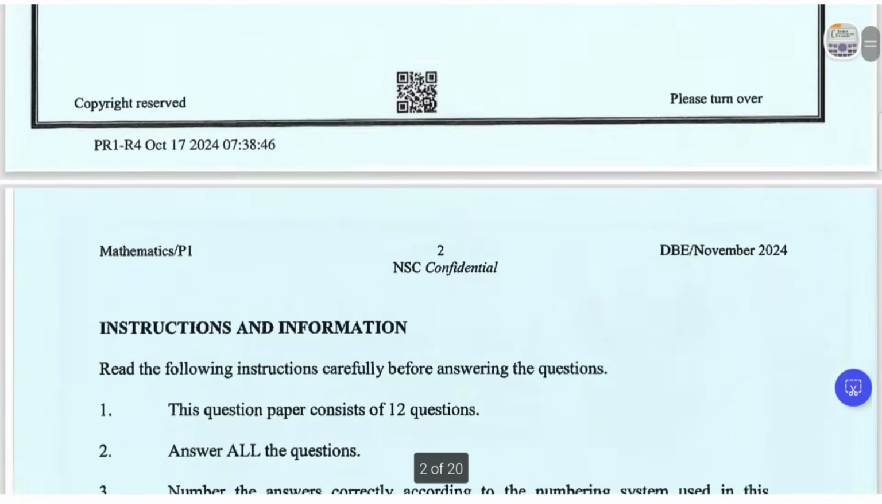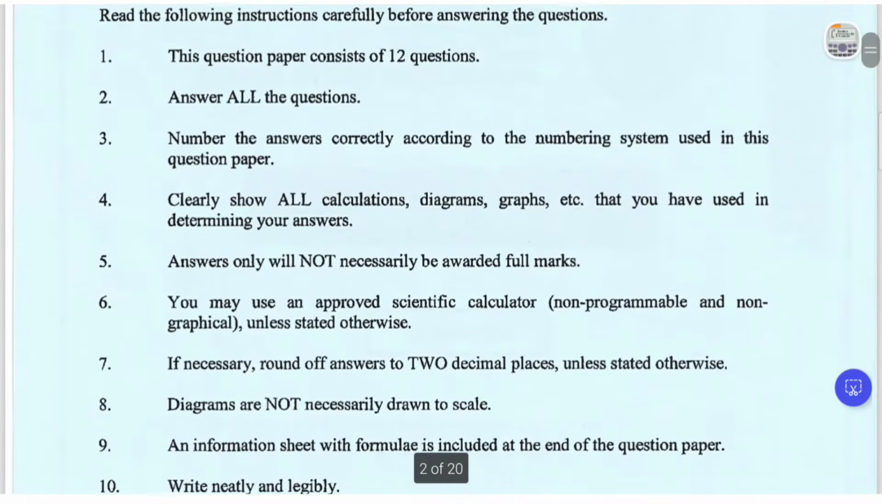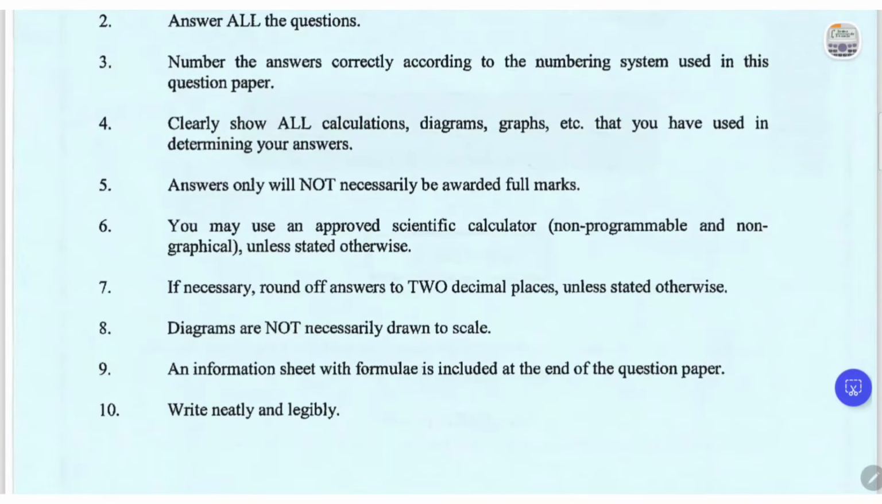Okay, moving on to the instructions. You know the drill by now. Just make sure to round off to 2 decimal places unless stated otherwise. And remember, diagrams are not necessarily drawn to scale.